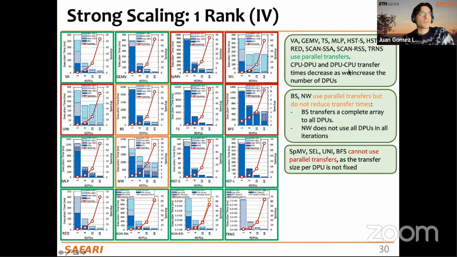Okay, then we have these 4 benchmarks, SpMV, Select, Unique, and BFS, that cannot use parallel transfers, or at least in one of the directions cannot use parallel transfers. Let me give you the example of Select. We actually talked about Select in our previous lecture. We said here in Select, you have an input array and you want to filter some of the elements, get rid of some of the elements, for example, those that have an odd value.